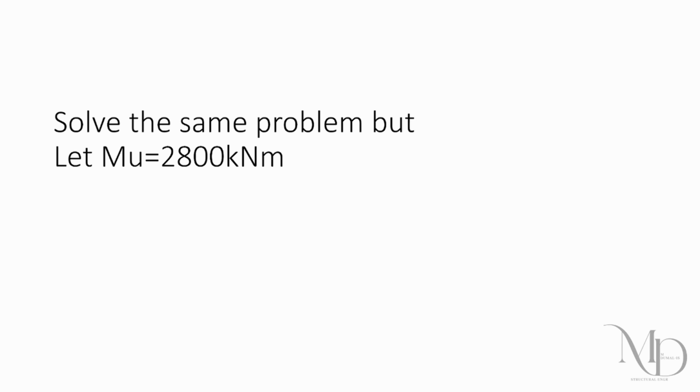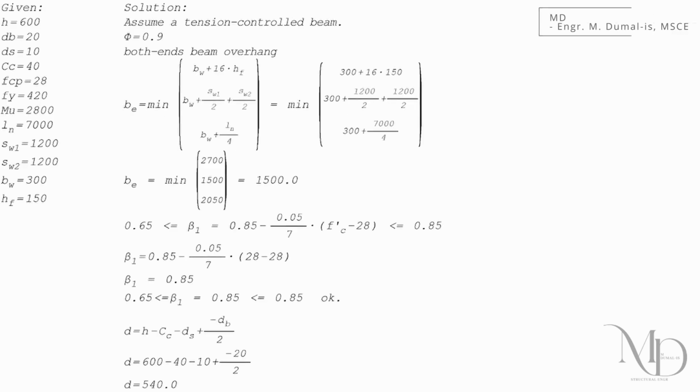This time, we're going to increase the external load and bump it up to 2800 kilonewton meters. Let's see how that change affects the design and walk through the entire process again with this updated load. We're working with the same given values as before, except for one change: the external load. Everything else stays the same.